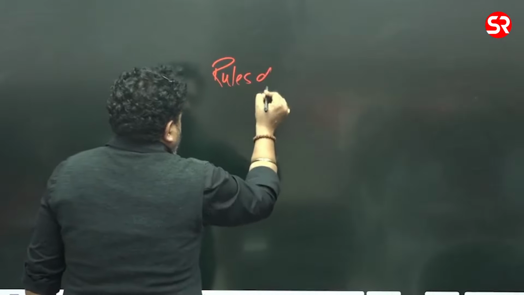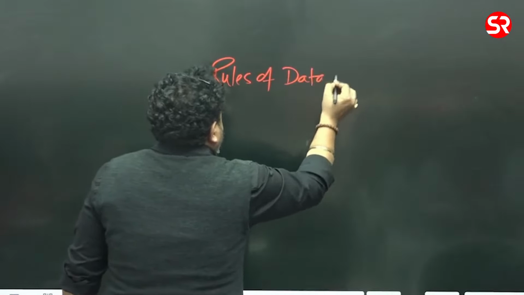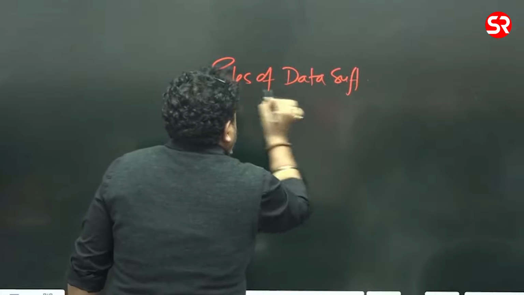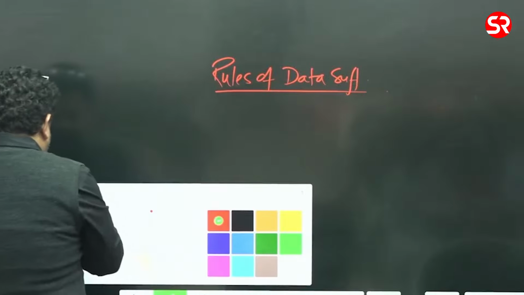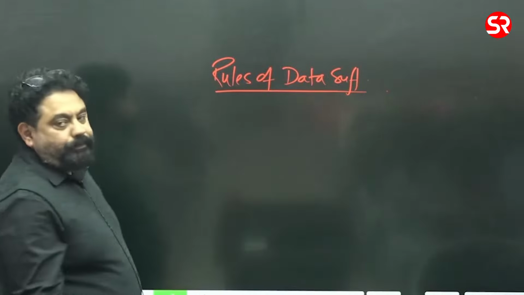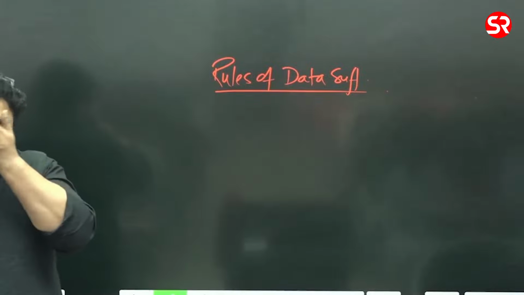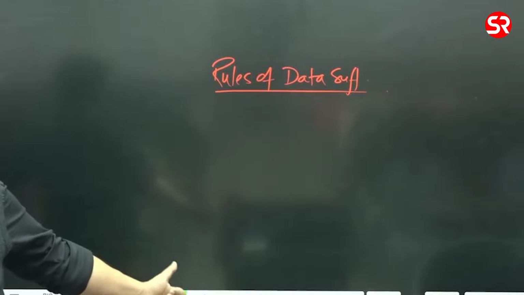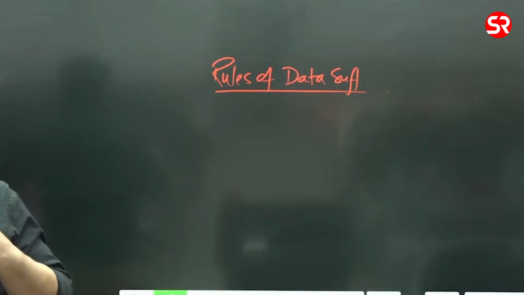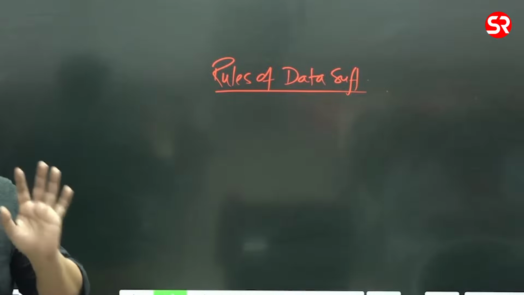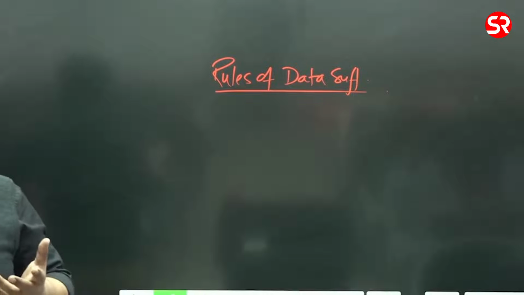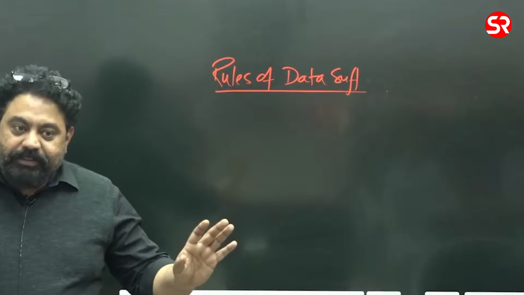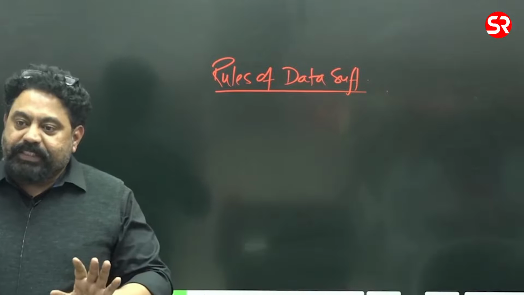Rules of data sufficiency. Important. The problem is people don't pay attention to this. If you have rules in your mind, data sufficiency is going to be easy. I never say it is going to be very easy, but it is going to be easy. I still believe data sufficiency is very tough. और तुम questions करोगे तुम्हें खुद समझ में आ जाएगा, right?